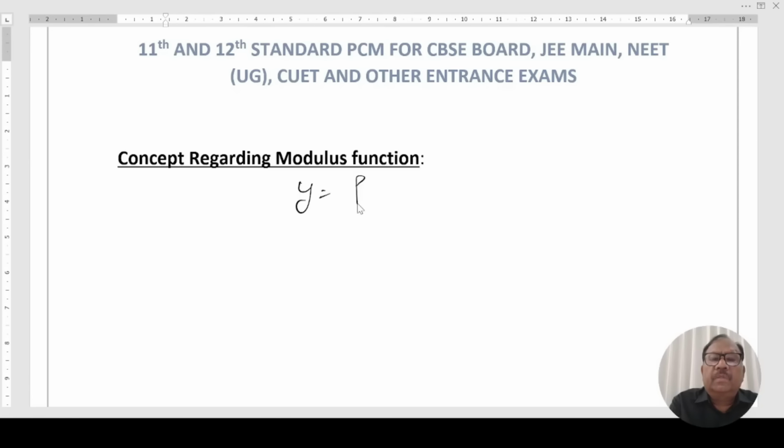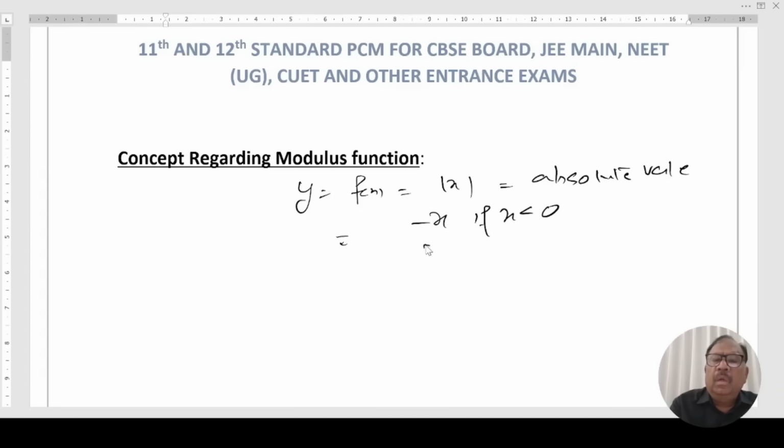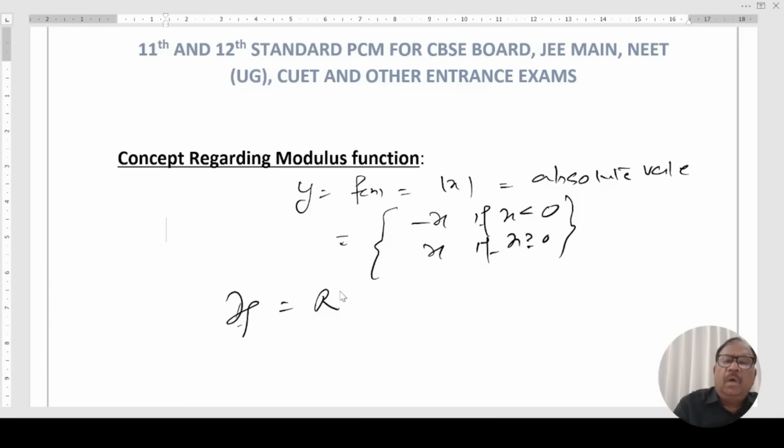y equal to f(x), that is mod x. This is known as the absolute value function. Absolute value of x is equal to minus x if x is less than 0, and equal to x if x is greater than or equal to 0. Right? The domain of this function is R, where R means real numbers. The value of the function is positive numbers.